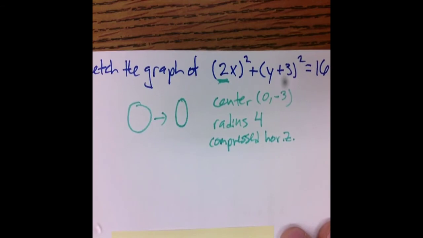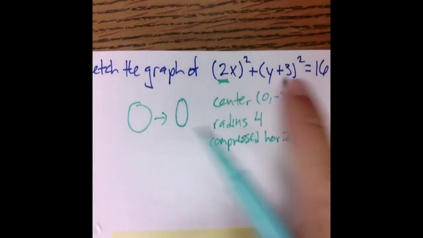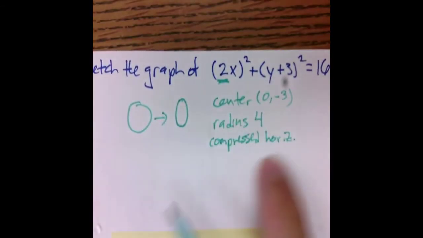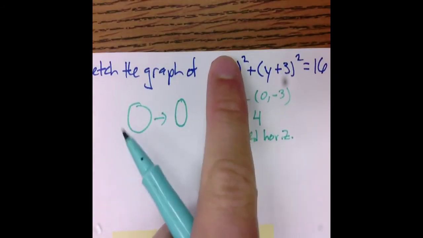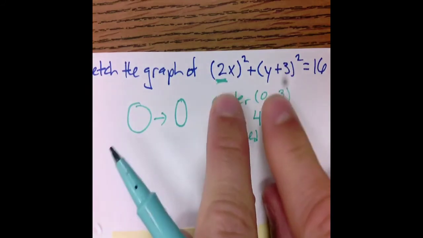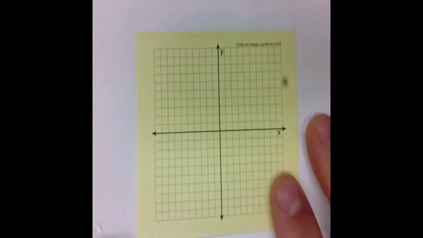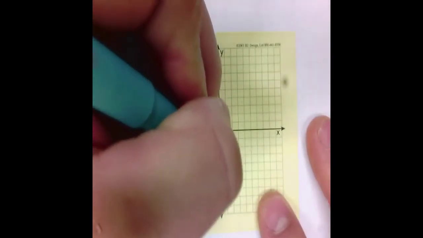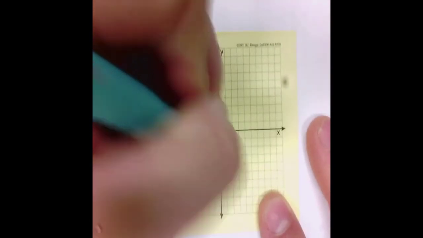So knowing this stuff, now that we've just identified by looking at the equation what it's looking like, right? And remember, the parent equation would be x squared plus y squared equals 16, but we have these changes to it. Let's just sketch the graph out then. If the center's at (0, -3), then we've got that down there.